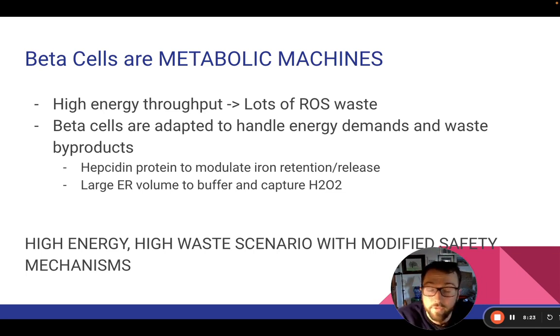Now, beta cells have some adaptations in place to handle those energy demands and waste products. Of course, it's not going to be given more than it can chew, right? So we've talked about how iron plays a role in the beta cells, how iron plays a role in the mitochondria. Iron is a very, very important catalyst in the conversion of glucose to ATP, right? So mitochondria are energy rich. Anywhere where there's energy, there's going to be a lot of iron, ironically, pun intended.